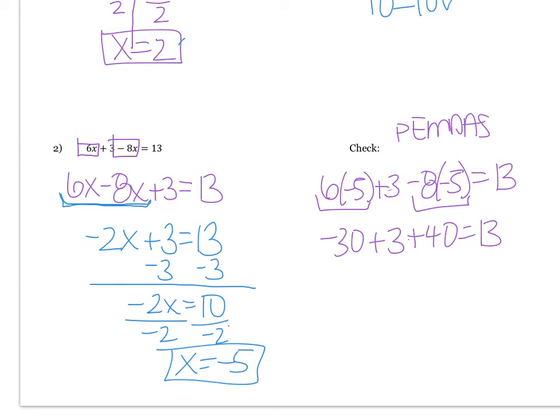So negative 30 plus 3 is a negative 27 plus 40. Negative 27 plus 40 is a positive 13. So it does work.